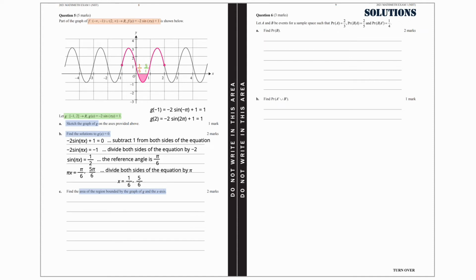To calculate the area, we need to calculate the integral of g of x dx from 1 on 6 to 5 on 6. However, the region is under the x-axis, so we have to put either a negative sign in front of the integral or we swap the terminals. We are going to swap the terminals here, from 5 on 6 to 1 on 6.